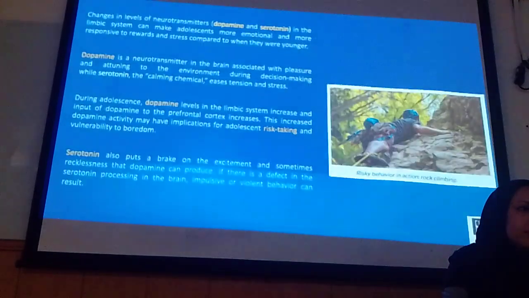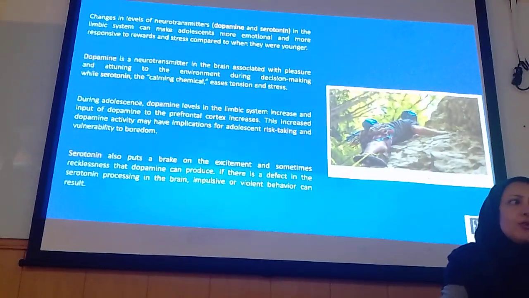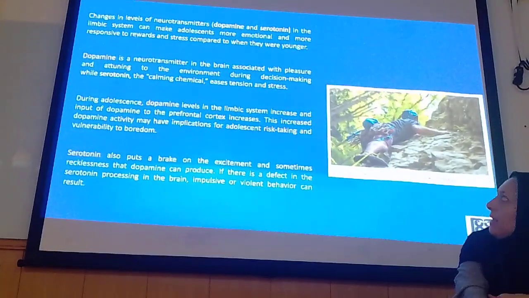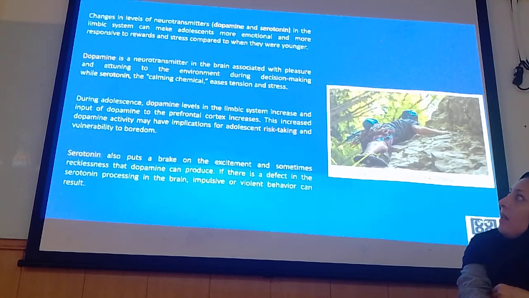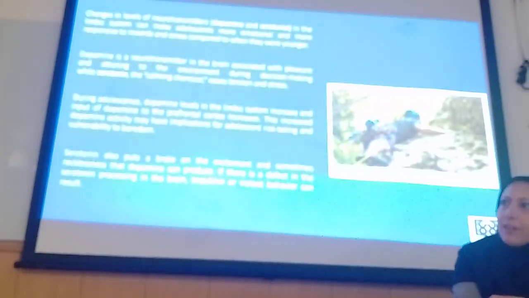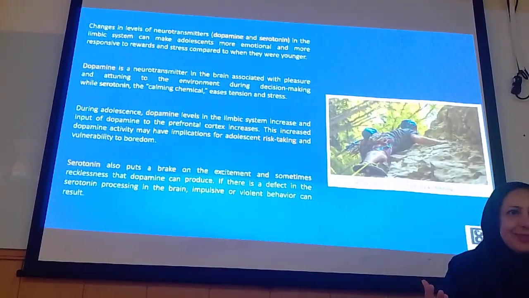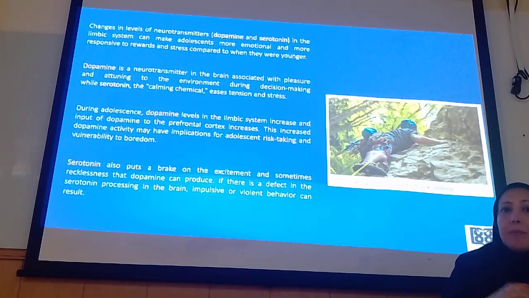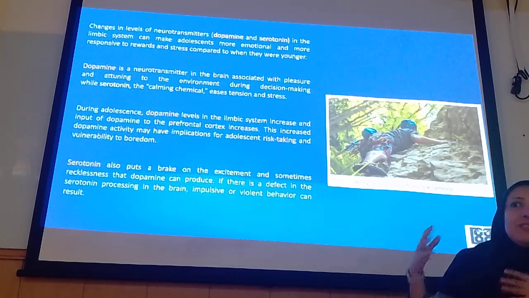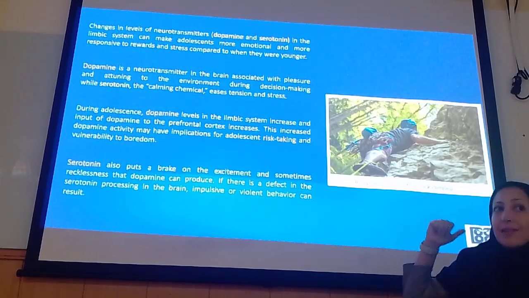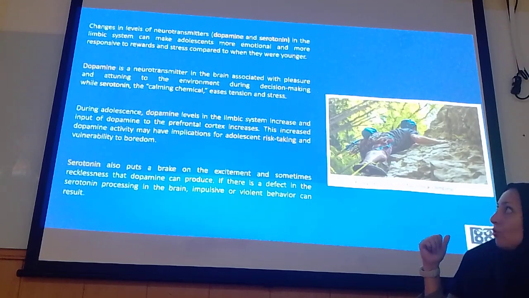Because of this, changing levels of the neurotransmitters dopamine and serotonin in the limbic system can make adolescents more emotional and more responsive to rewards and stress compared to when they were younger. When you reward adolescents, they're very, very happy. Yes? Or when you punish them, they are sad. Yes? Because of these changes in neurotransmitters. Because dopamine and serotonin affect the limbic system, that's what I told you.